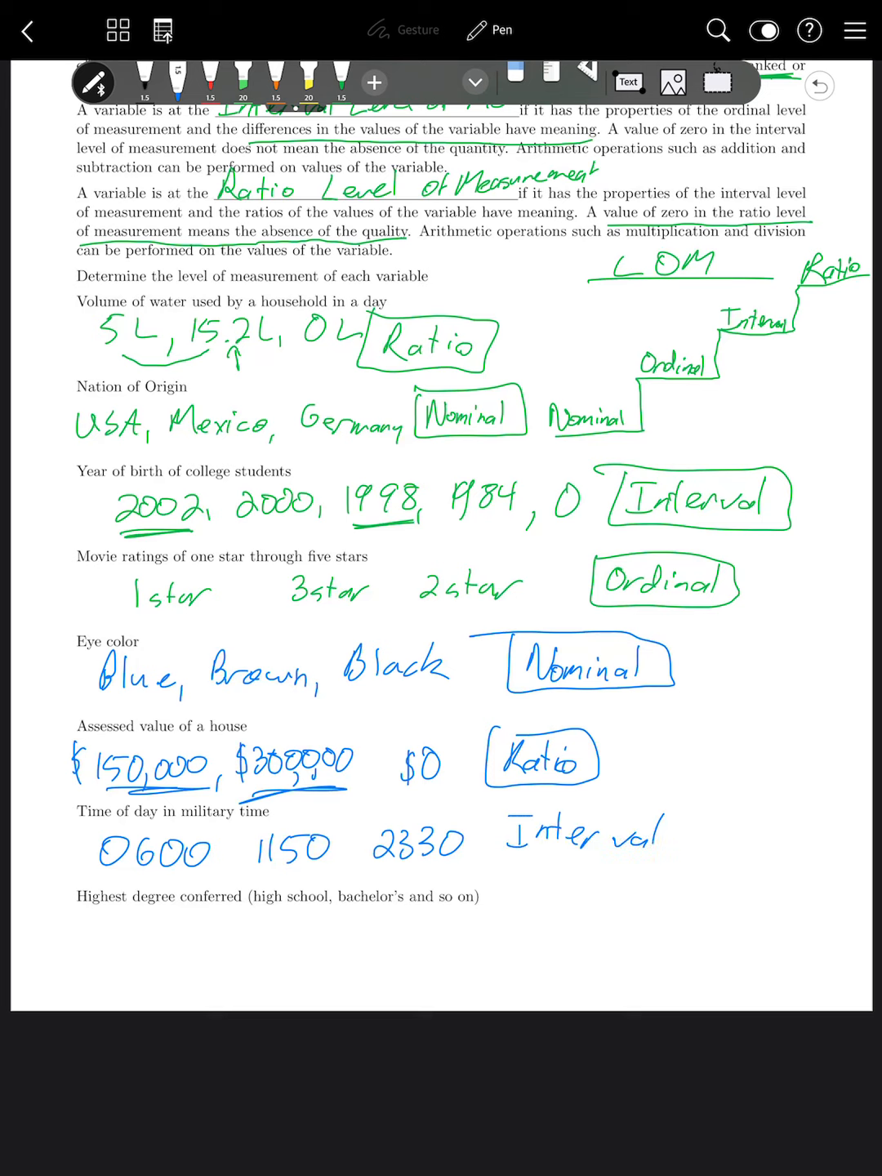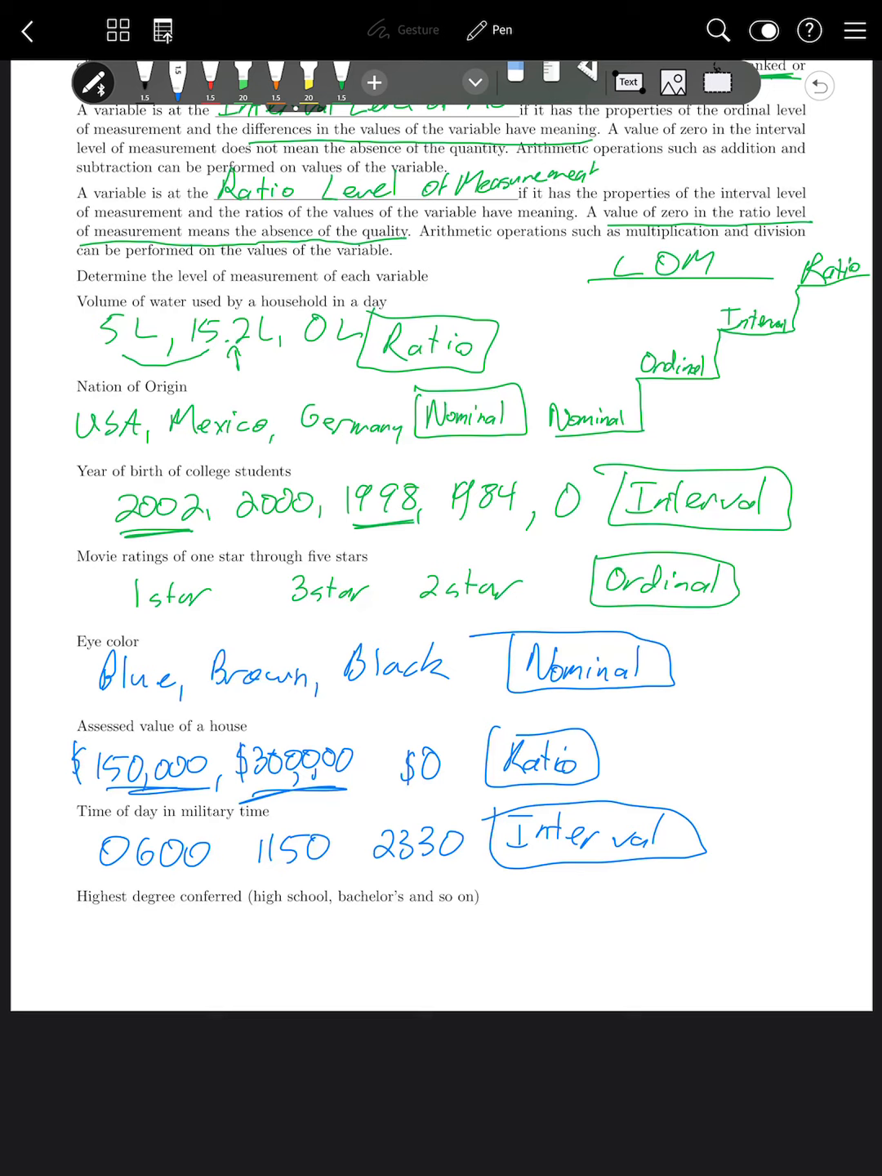Now, one thing you may notice about the two interval examples on this page is they both had to do with measurements of time where we were not measuring from a 0 point into the future, right? We are using points in time. And those are good examples of when we end up at the interval level and not ratio.